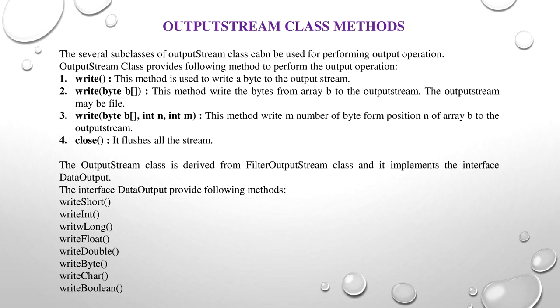Write short, write int: if you want to write integer numbers or short numbers into the file or onto the output stream, then you have to use write short, write int, write long, write float, write double, write byte, write char, and write boolean. So according to the primitive data types and your requirement, you have to use the corresponding method of the data output interface.